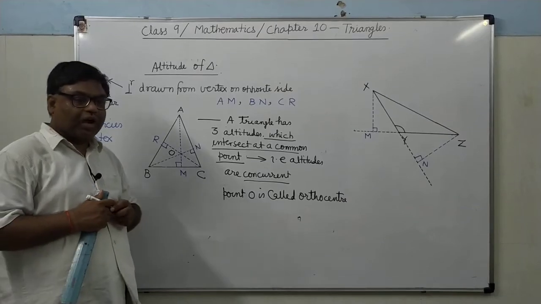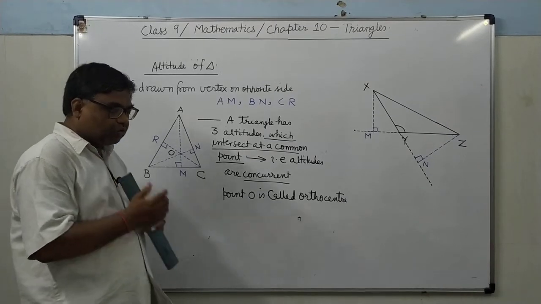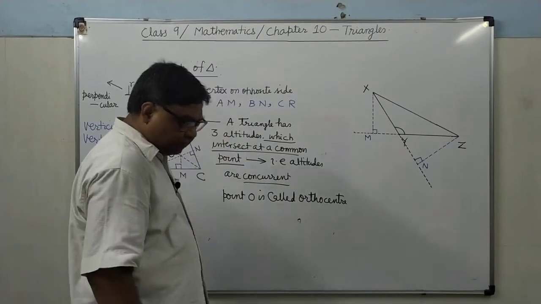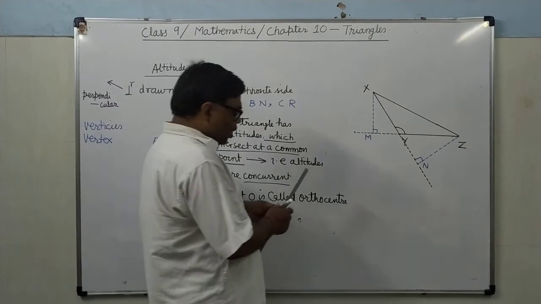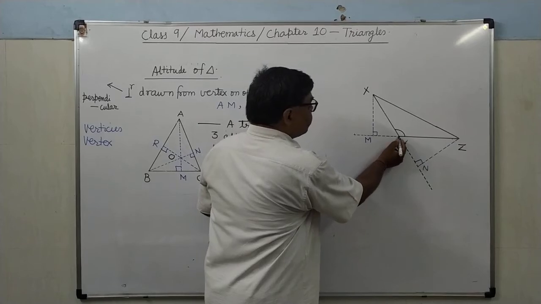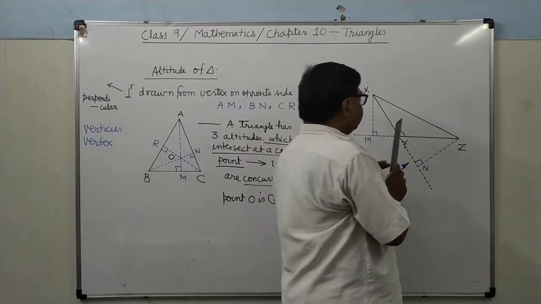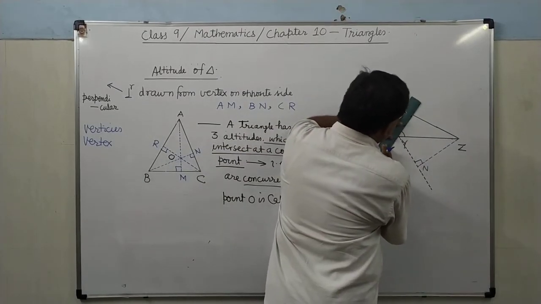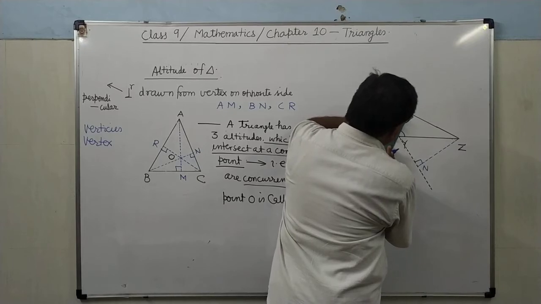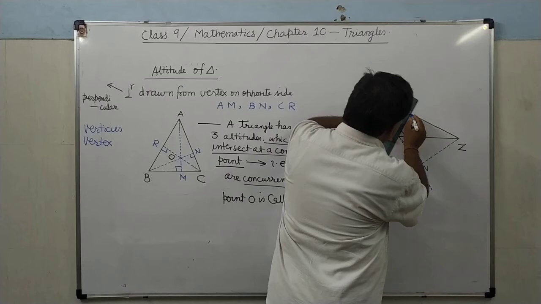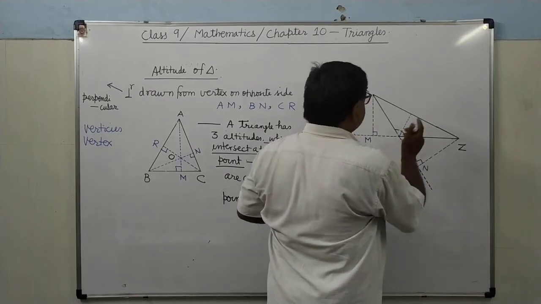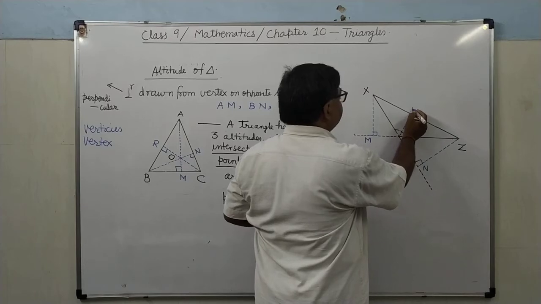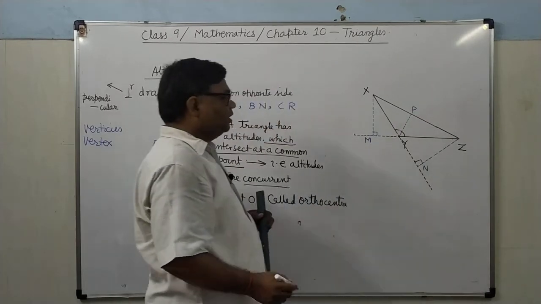Now the third vertex is y. From y also you draw the perpendicular on the opposite side. Which side is opposite for y? It is xz. So you draw here. Now see here, this I have named as P.